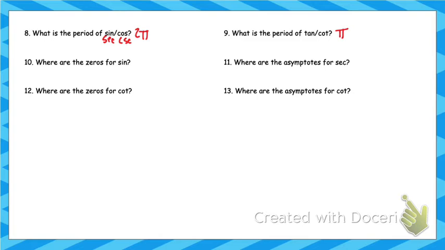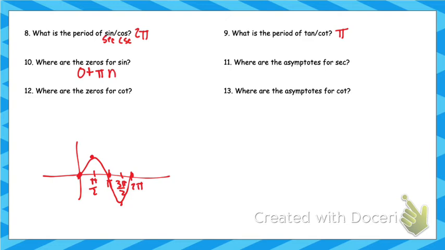All right, the zeros for sine. So again, if we're not sure about this, we can think about what the graph looks like. So sine has a period of 2 pi. If we divide that by 4, we'd have marks every pi over 2. And it looks like this. So the first zero is at 0, and then they occur every pi n, because the distance between each one is pi.